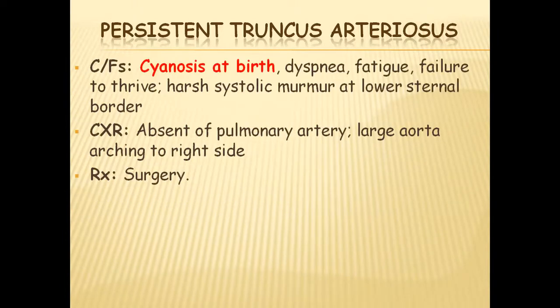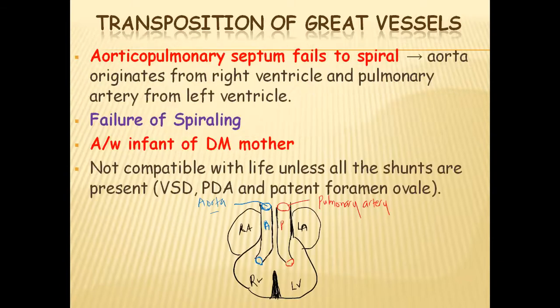And what are the clinical findings that we see in this patient? So definitely they will have cyanosis at birth, dyspnea, fatigue, failure to thrive, a harsh systolic murmur at the lower sternal border, and on chest X-ray we want to see absence of the pulmonary artery, also a large aorta arching to the right side, and the treatment is surgery.